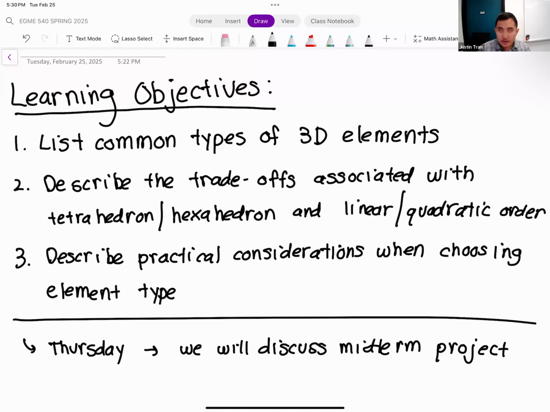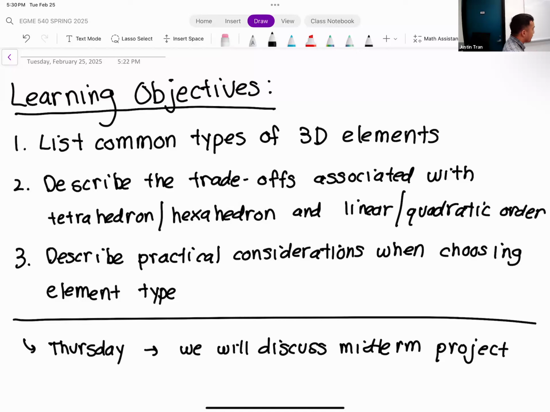Good to hear. All right, so today we're still talking about element types, and so from last Tuesday, because last Thursday we had our activity. Last Tuesday we talked about the 2D elements, and so we introduced this idea of the shape function, what that represents for the elements, and so today we're going to extend that discussion to 3D elements. So we're going to talk about tetrahedrons, hexahedrons, both their linear and quadratic versions, and we're going to talk about their shape functions. Okay.